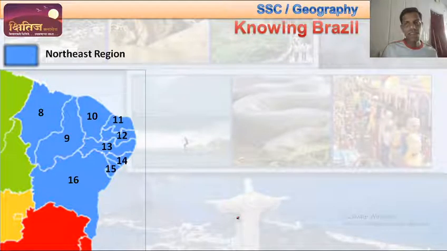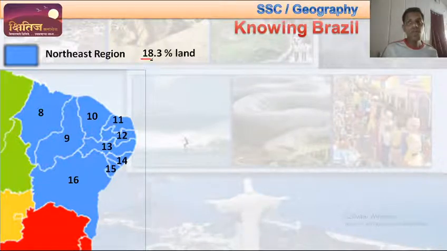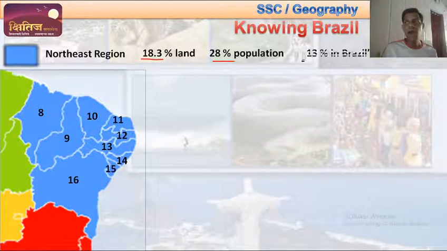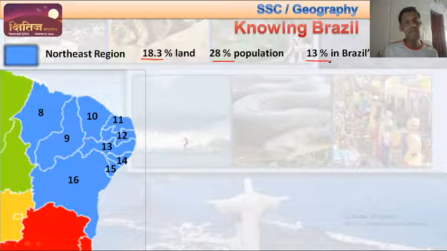Let us go to the next region, that is the northeast region. Now this northeast region covers 18.3% of total Brazil's land area, and here 28% of Brazil's population lives in this area. It contributes 13% to Brazil's GDP. This particular area of Brazil is very hot. People say that there are only 2 seasons in this area. One is summer with rain and another is summer without rain. So you can see how hot this entire region is throughout the year.